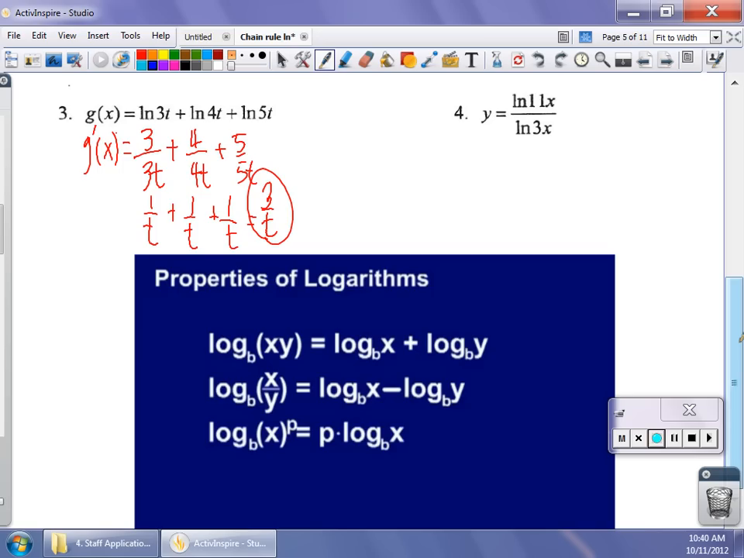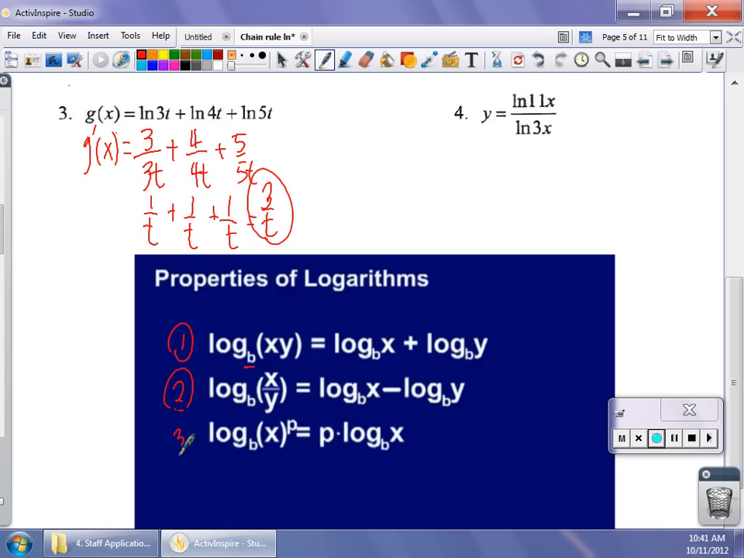The first one says that if you take the log of any base of a product, you can break that up into the sum of the log of each part of that expression. The same thing, if you have the log base b of a quotient, it becomes log base b of x minus the log base b of y. And these are all based on properties of exponents that you've already learned in another course.